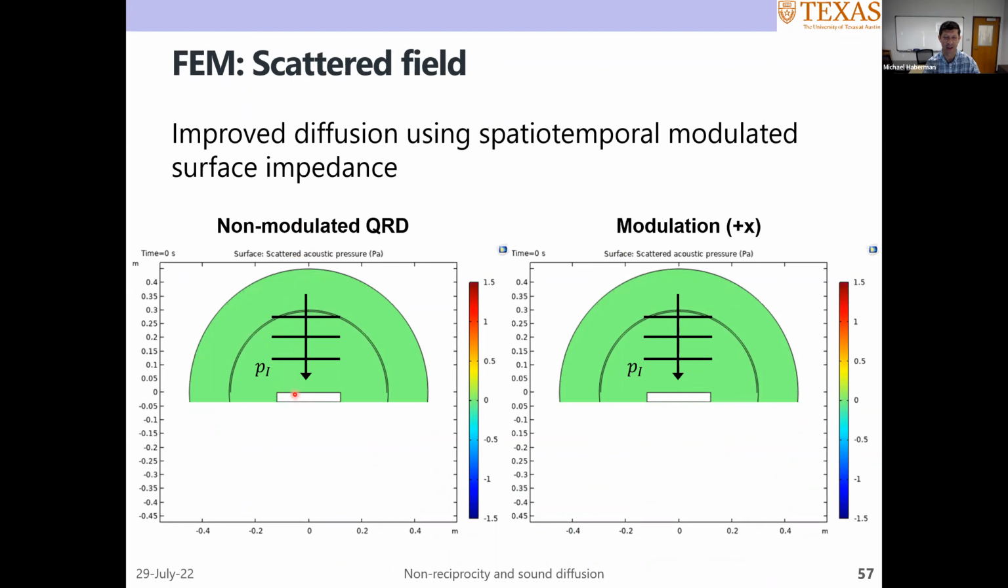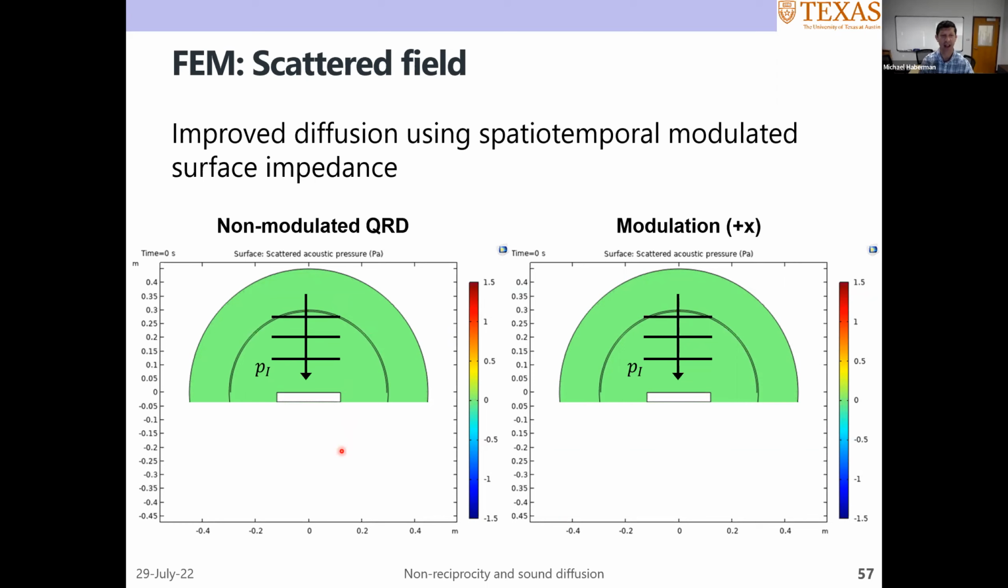Here's a QRD surface. I just have a block here, but this is basically your uneven, quasi-random phase distribution. And on the right-hand side, I have the quasi-random phase with the surface modulation. Now, again, it's not literally moving. We're just assuming the input impedance is modulated as a function of space and time. Okay, incident plane wave, normal.